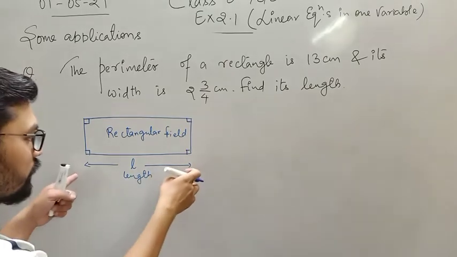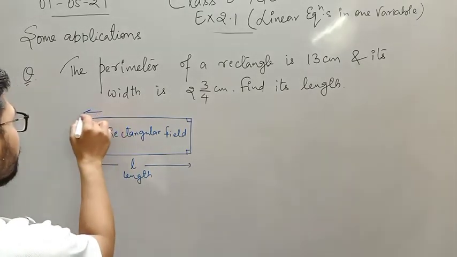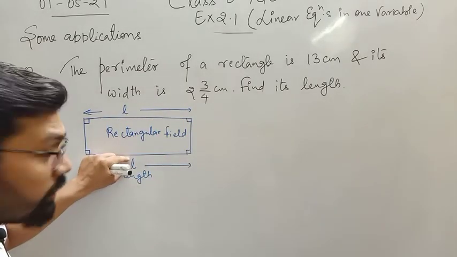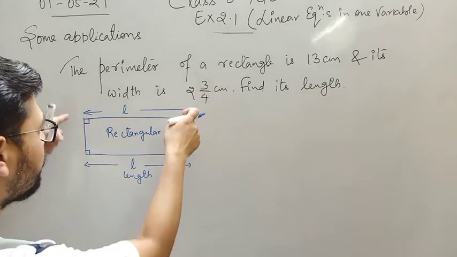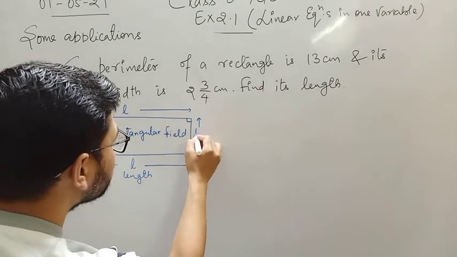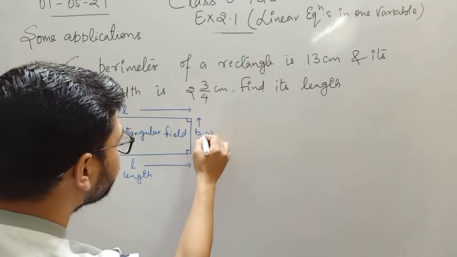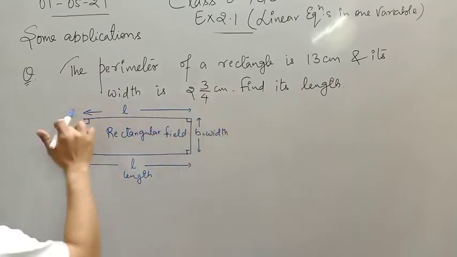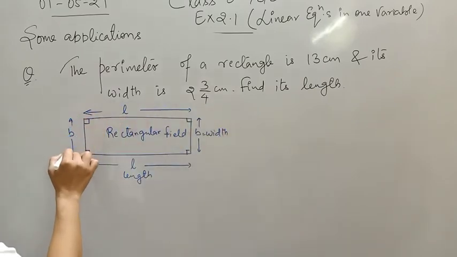If this is length, then this will also equal the length L. Let's say the value of this distance is L. The same distance I'll get here, L. Then this is B, width. So if this is B, then this value is also equals to B.